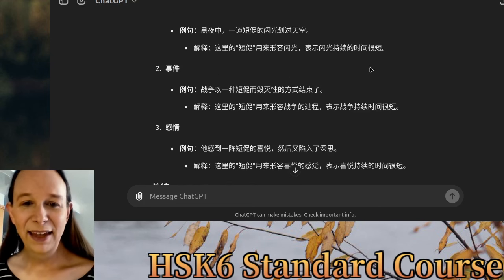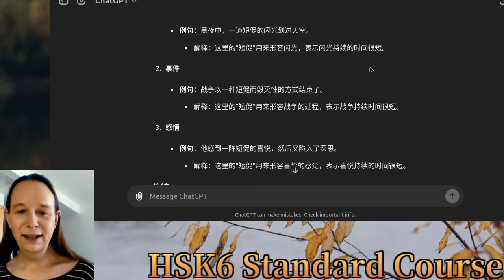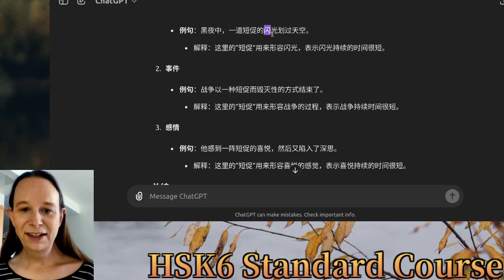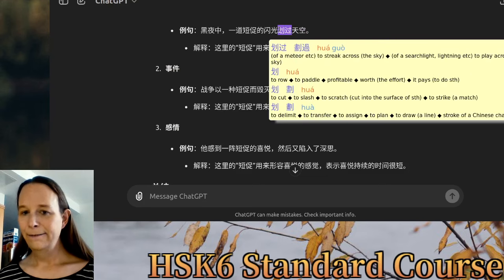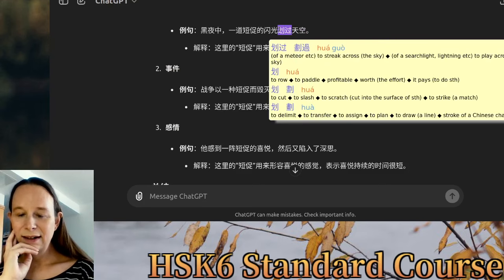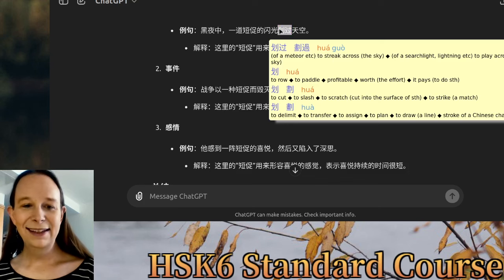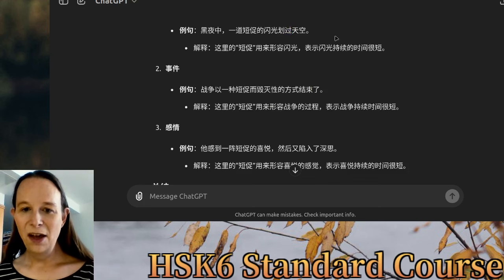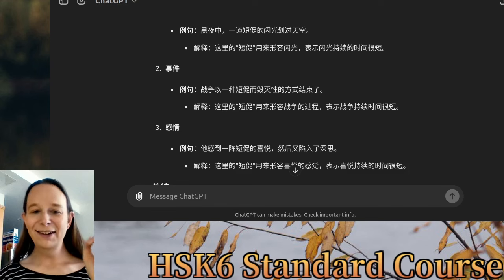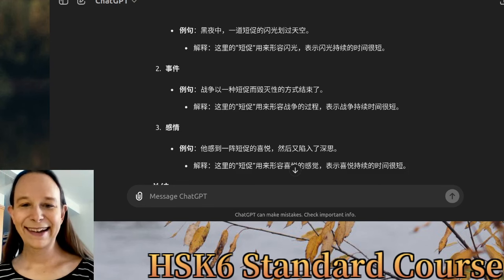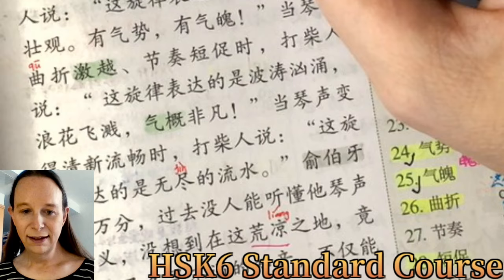夜中, 一道短促的闪光, 划过天空. So a brief flash of lightning. 划过. Okay, 划. Yeah, this is one of the times when 划 is second tone. So it's a streak of lightning flashed across the sky and then gone. All right, you get the idea. 短促. Brief.